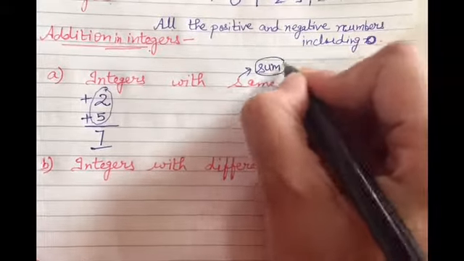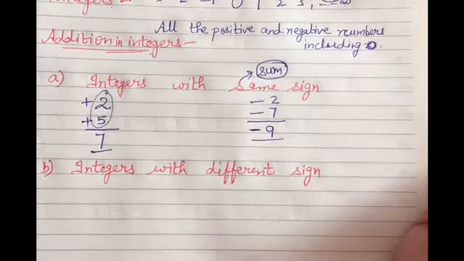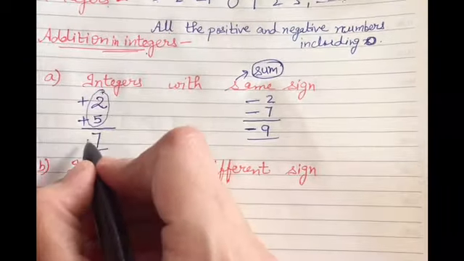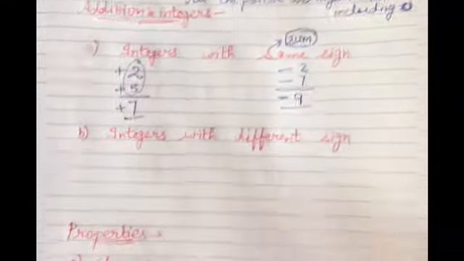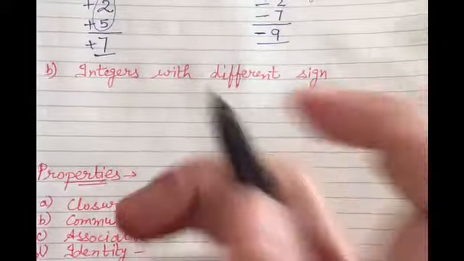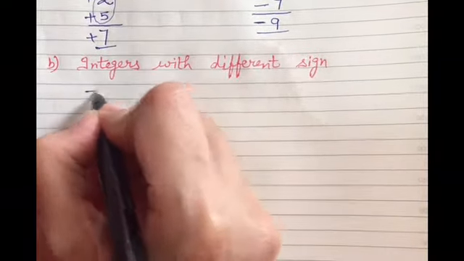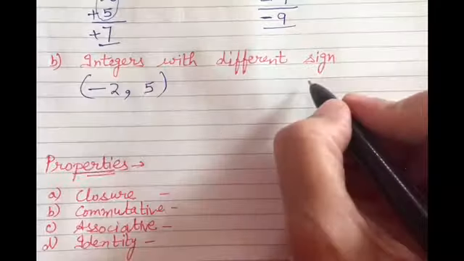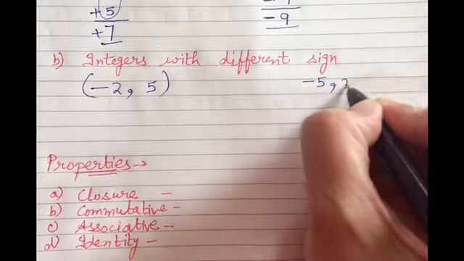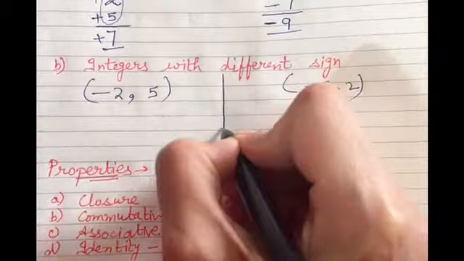सेम साइन है तो हम दोनों को ऐड करेंगे, सम करेंगे. फाइन. और जो आंसर है उसका साइन भी वही होगा जो एडेंड्स का होगा. In the different case, if the integers have different sign, for example -2 and 5 or -5 and 2. We are taking these two examples.